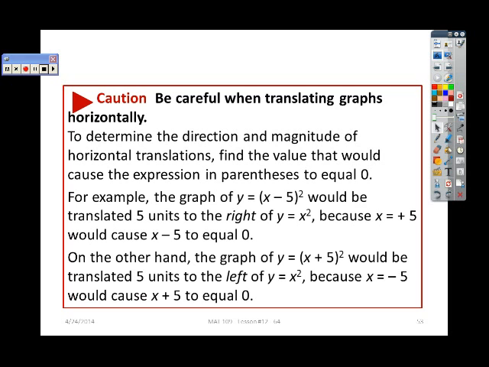And this is a technique which I think is more confusing than helpful, but if it helps you do it, then use that. I just think if you can remember minus to the right, plus to the left, that's the easiest way to remember it.